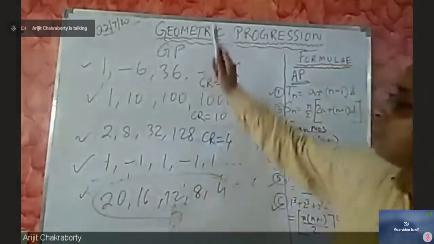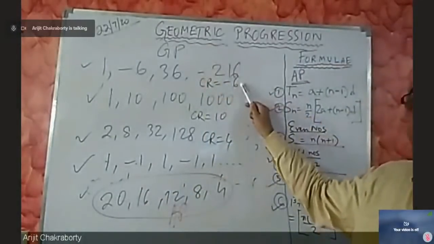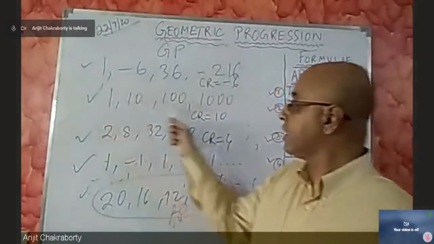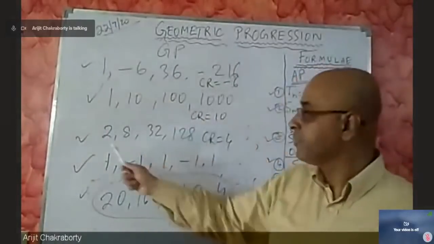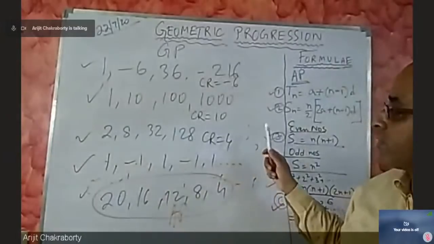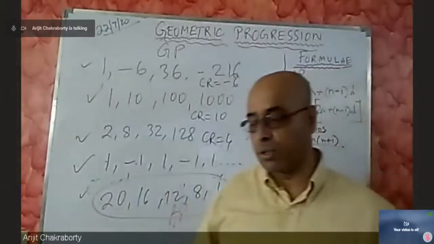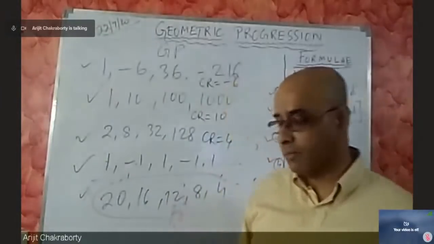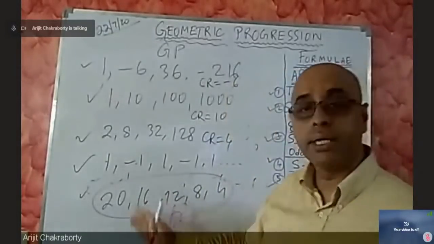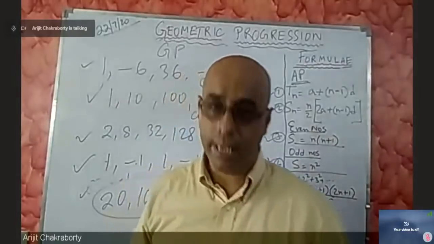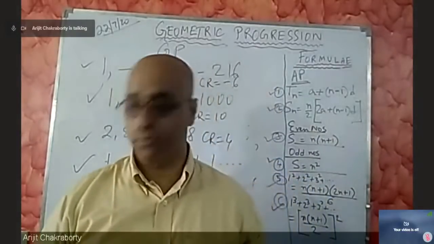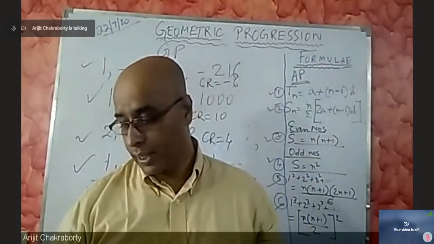Okay. So the first one is a GP with common ratio minus 6. The second is a GP with common ratio 10. The third is also a GP with common ratio 4. The next one is also a GP with common ratio minus 1. But the last one is not a GP, it is an AP with a common difference of minus 4. Right.